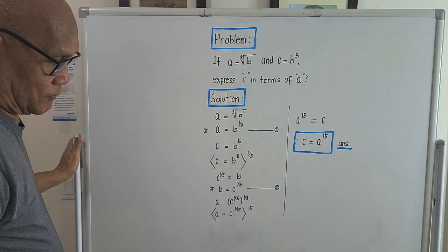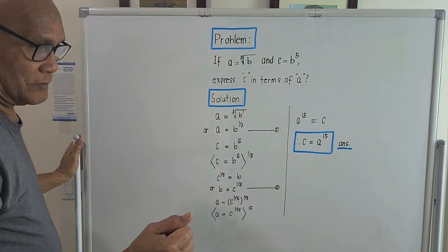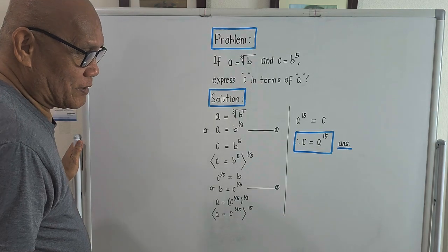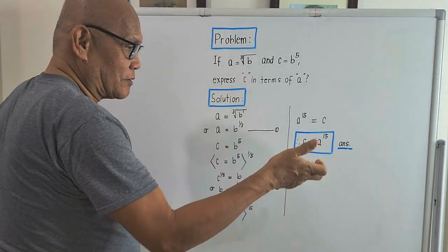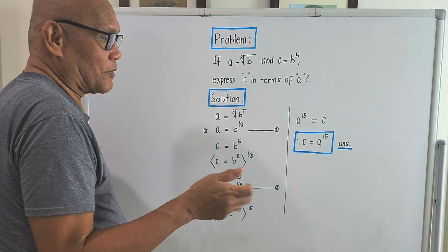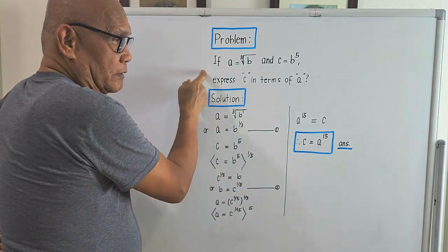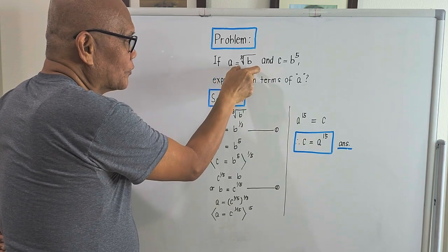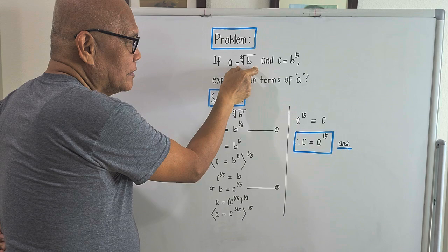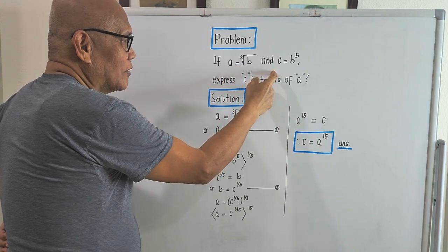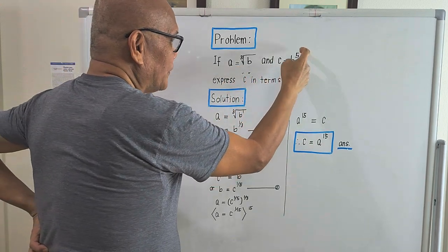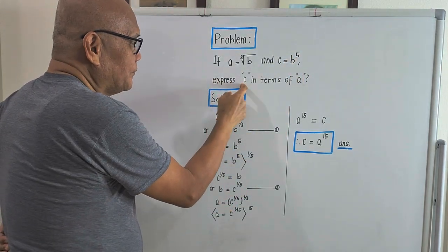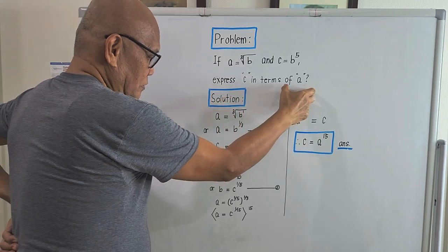The subject matter for this morning is the study of exponents and radicals. I will try to read the problem. If a, small letter a, is equal to the cube root of b, small letter b, and c is equal to small letter b raised to the fifth power, express c in terms of a.